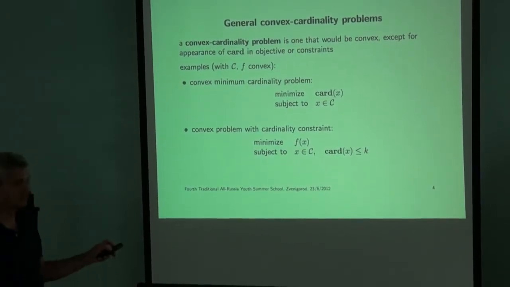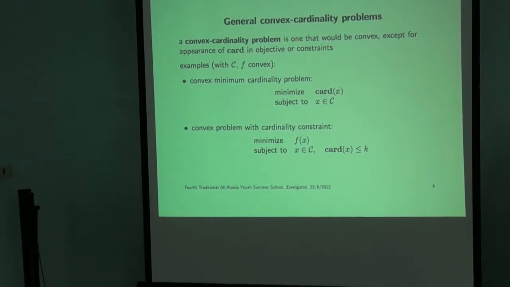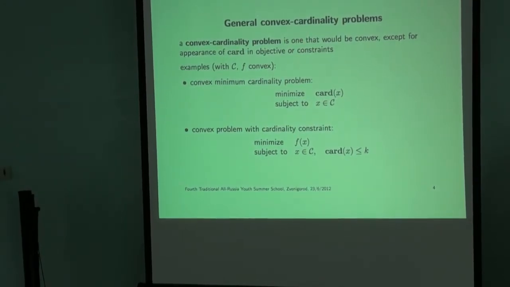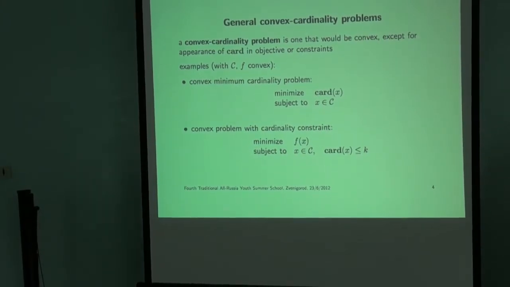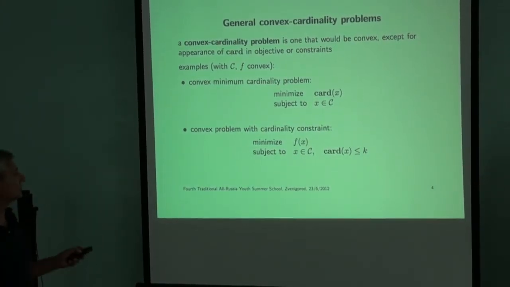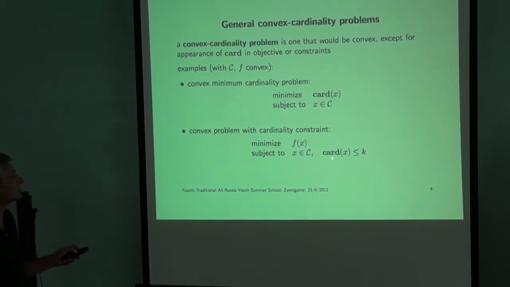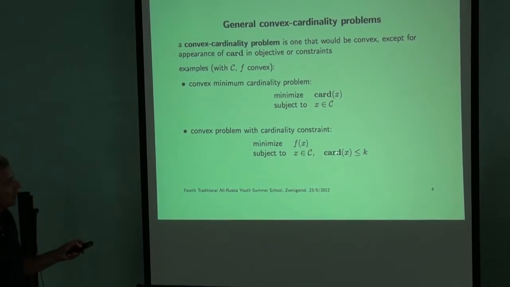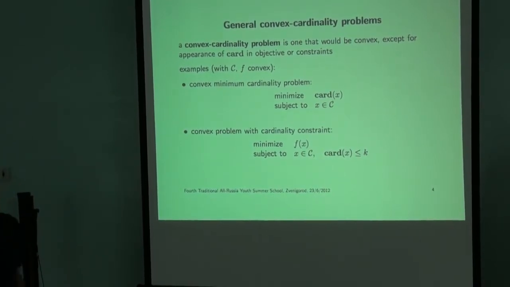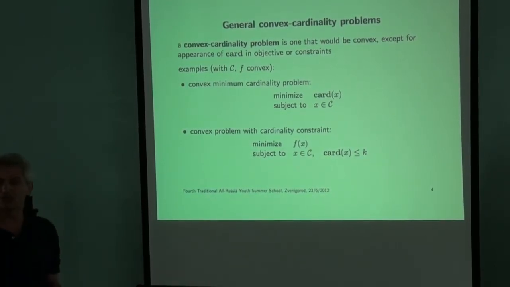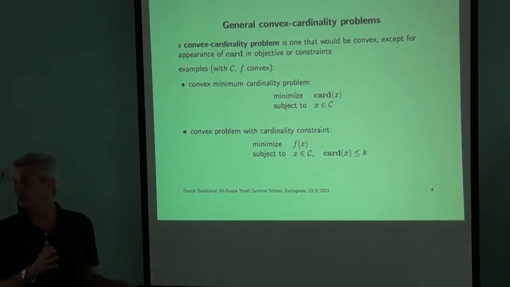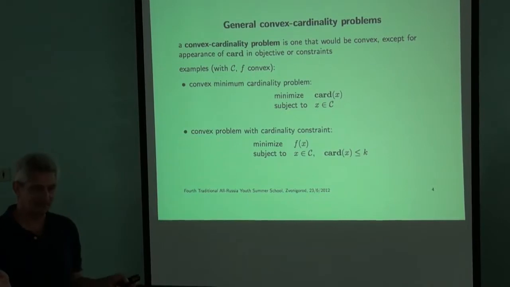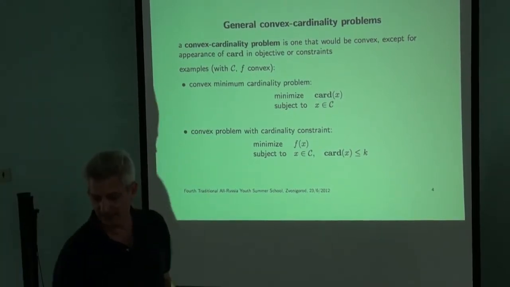That's some convex set. Another way to say this is: find the sparsest vector x that satisfies a bunch of convex constraints. Or you can have a cardinality constraint: minimize a convex function subject to x being in a convex set, but with the number of non-zeros of x limited to k. So you have a budget on non-zeros. This often arises where you're selecting k out of n of something. Well, the examples will make it clear.